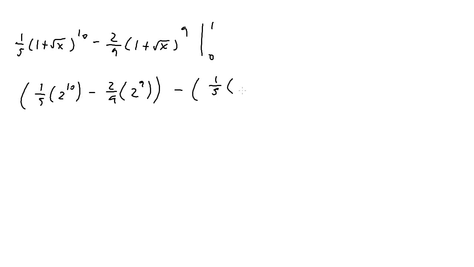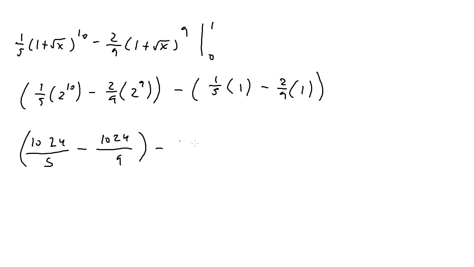So when I plug in 1 for x, we get 1/5 times 1 plus the square root of 1, which is 2, so 2 to the 10th, minus 2 over 9 times 1 plus the square root of 1, which is 2, so 2 to the 9th. And then minus, when I plug in 0 for x, we get 1/5 times 1 plus the square root of 0, which is just 1, and 1 to the 10th is 1, minus 2 over 9 times 1 plus the square root of 0, which is 1, and 1 to the 9th is still 1. So then we have 2 to the 10th, which is 1024, so we get 1024 over 5, minus 2 to the 9th is 512, 512 times 2 is 1024 as well, over 9, and then minus, we just have 1/5 times 1, which is 1/5, minus 2 over 9.